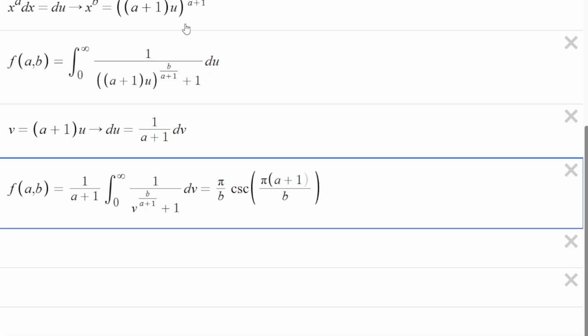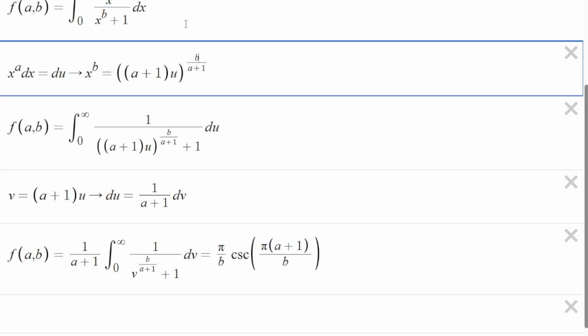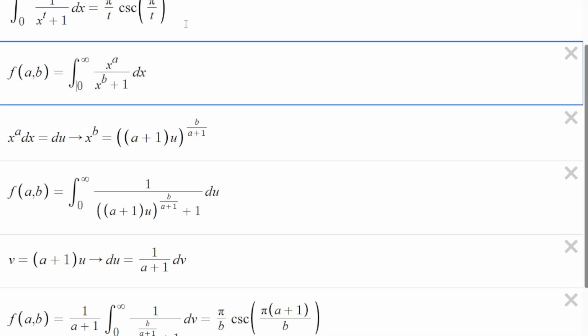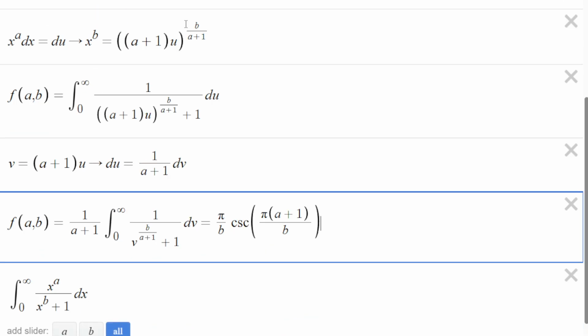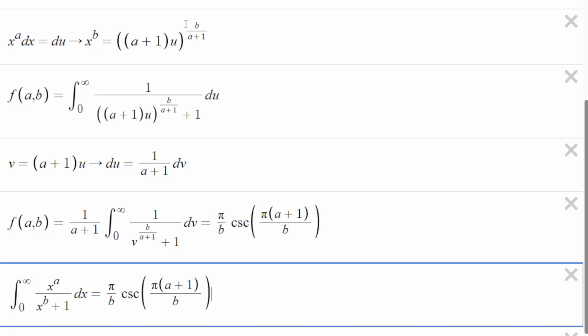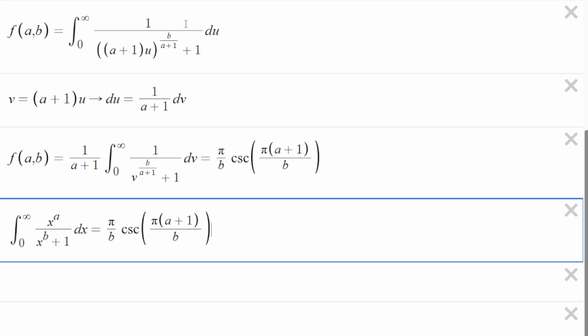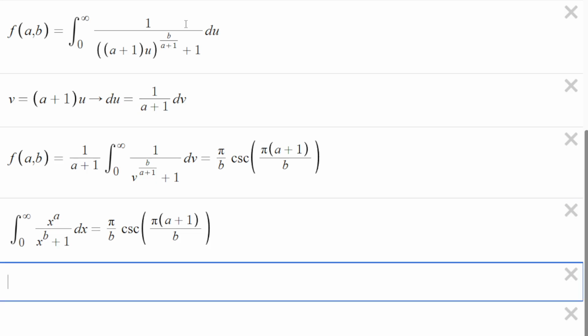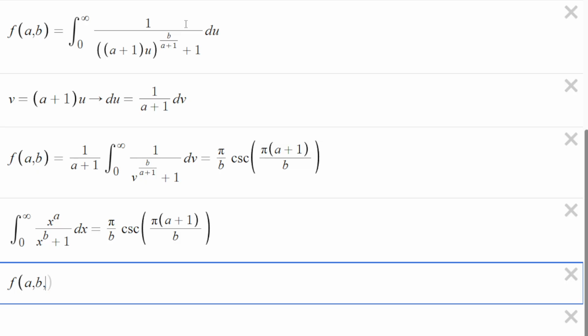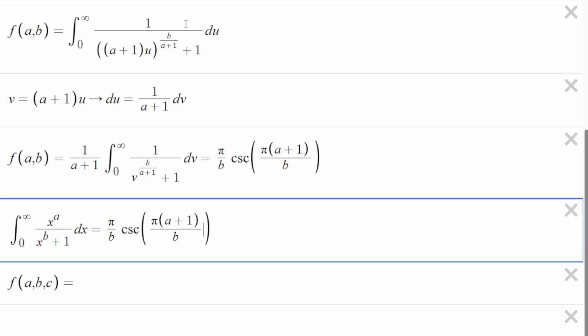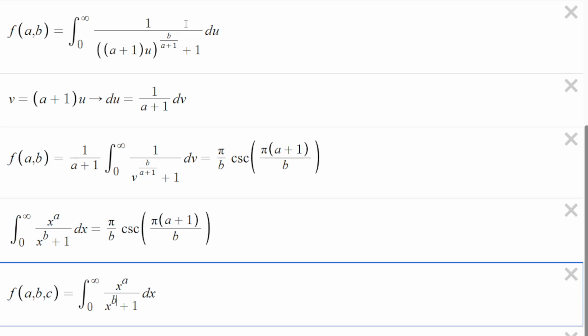So now we've shown that our original f of a and b, which was this, is equal to this. All right. Now I want to make one more modification. Let's make f of a, b, and c equal to this. And we will insert the parameter c right in front of that x to the b.